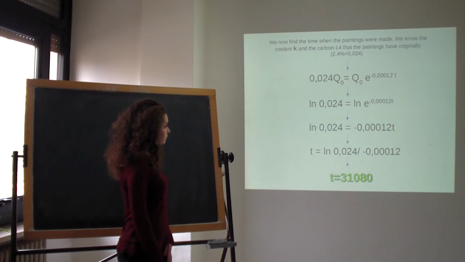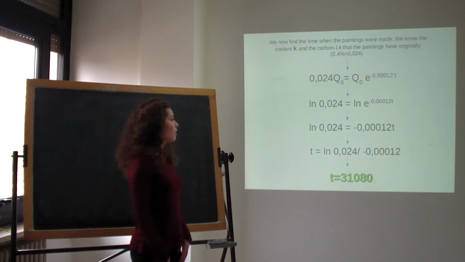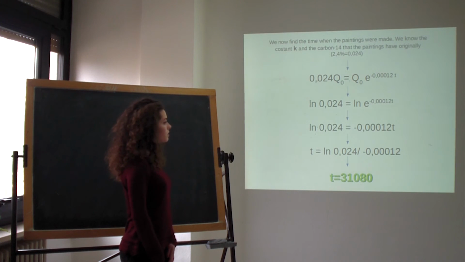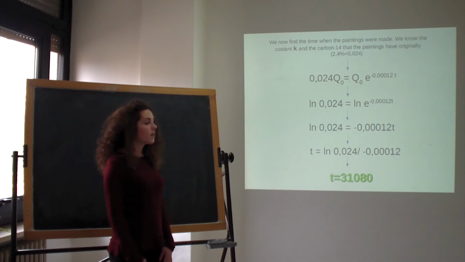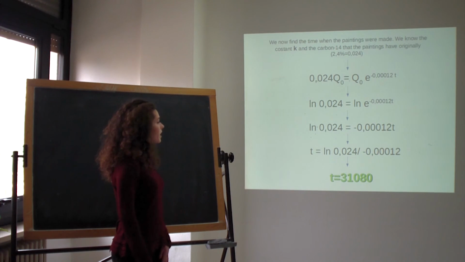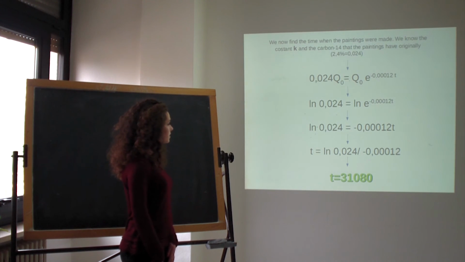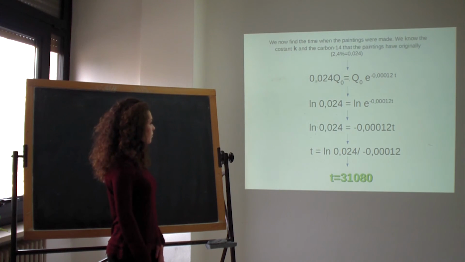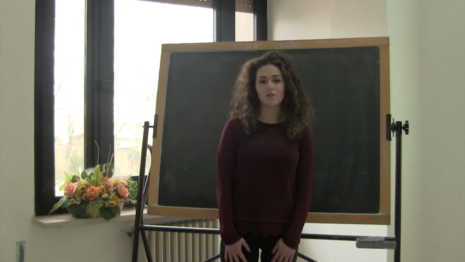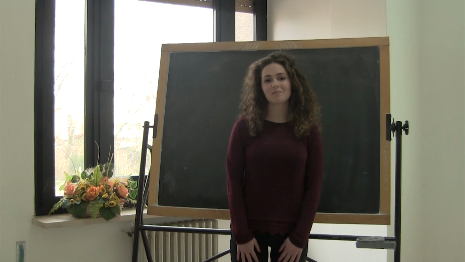and so we can write the natural logarithm of 0.024 that is equal to minus 0.3012 t. And now we can isolate the t, and we have t is equal to 31,080, and so we have solved the problem. And let's do the exercises.